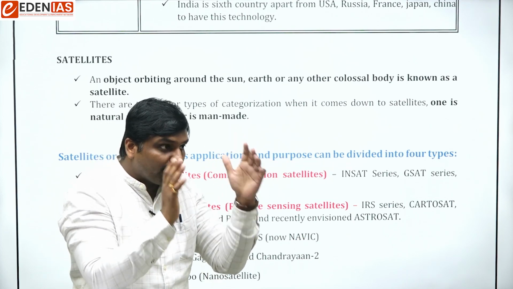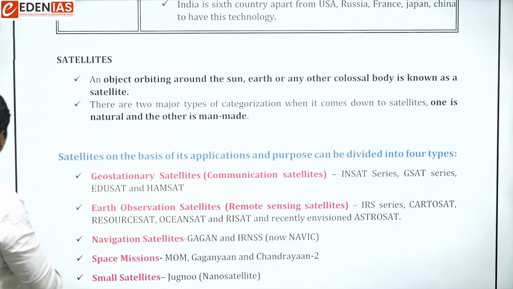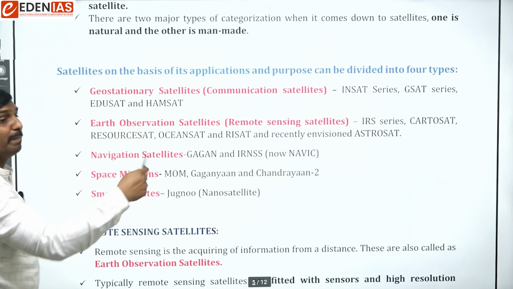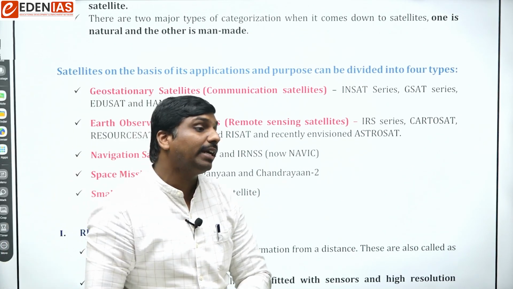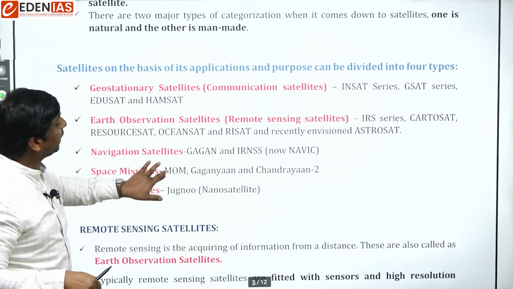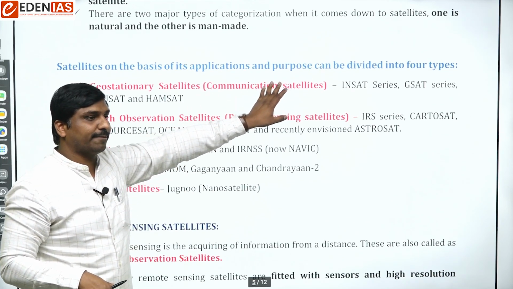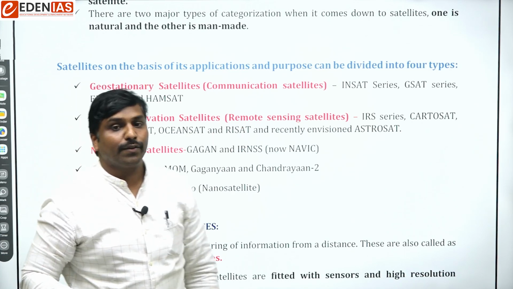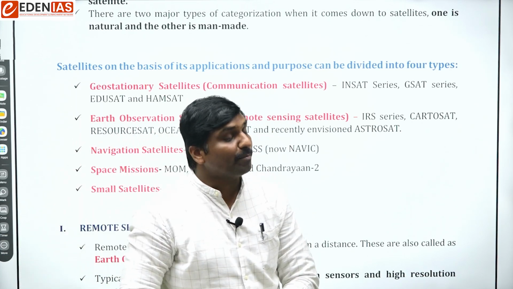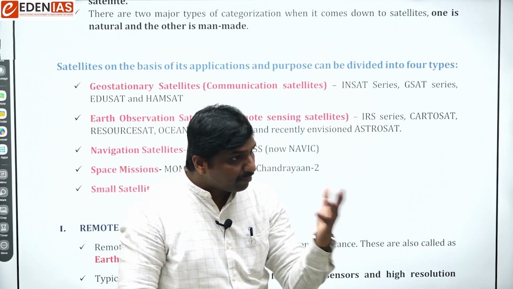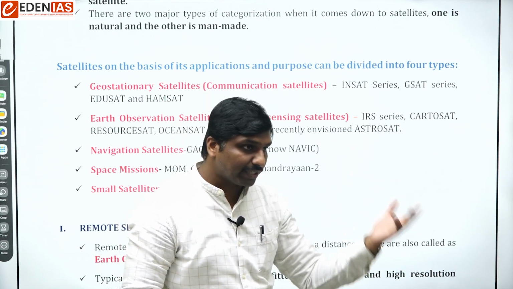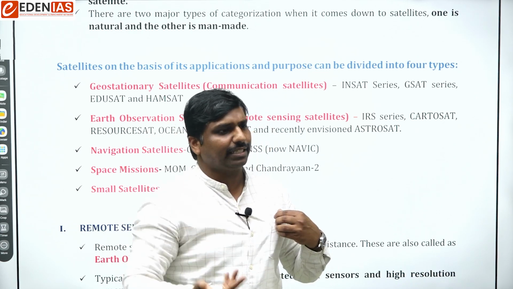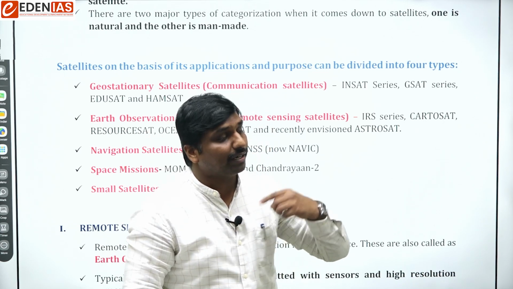So satellites based on their applications can be classified into different types. See, first thing would be communication satellites. Okay, communication satellites. These satellites are generally used for communication purposes. Communication means what? It can be telecommunication, or radio signal transfer, or anything like whatever we are using. So all comes under communication.